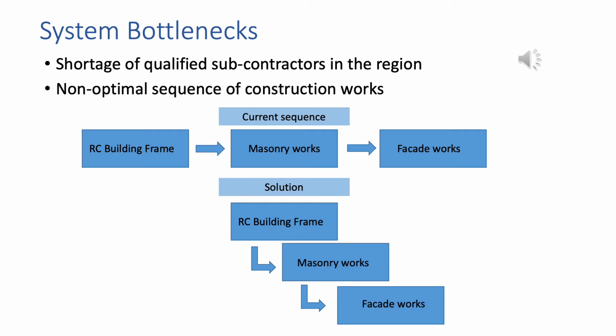Another bottleneck is that the sequence of construction work is not optimized. For example, the sequence currently is as follows. Firstly, the reinforced concrete building framework finishes, then masonry works finish, and finally facade works may start and finish. So currently the company is implementing the following sequence. Once building frame works reach the third floor, the masonry works on the first floor may begin, and after the fifth floor of masonry works, for example, facade works may begin on the first floor. So the idea here is to complete works that are on the critical path in parallel.